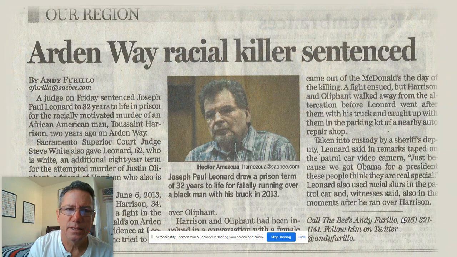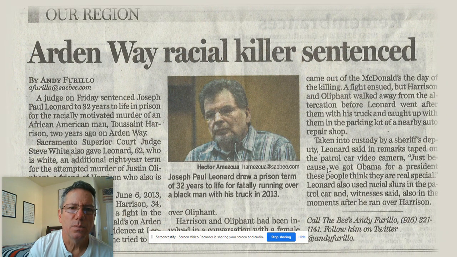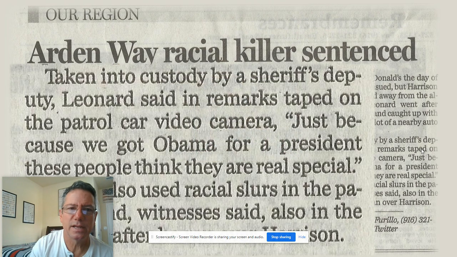Ladies and gentlemen, this story of race is going to be even bleeding over into our local area. We had an ardent, fair racial killer, Joseph Paul Leonard, who drew a prison term of 32 years to life for fatally running over a Black man with his truck in 2013. So you guys were around just a while ago, taken into custody when he was caught.